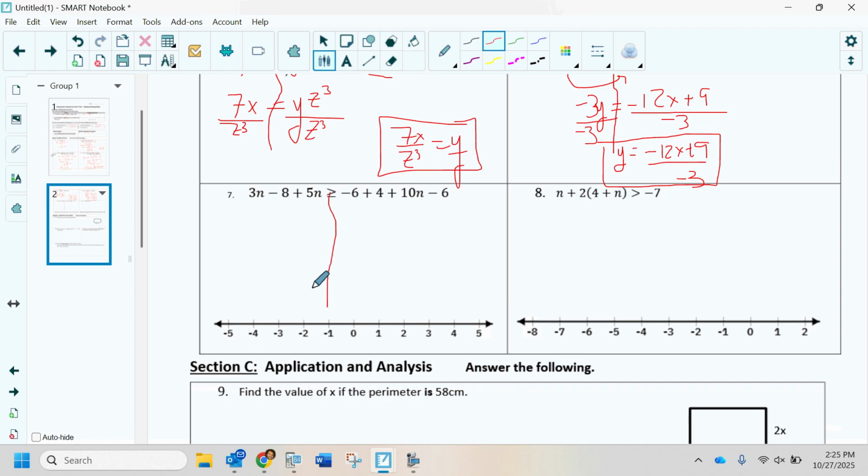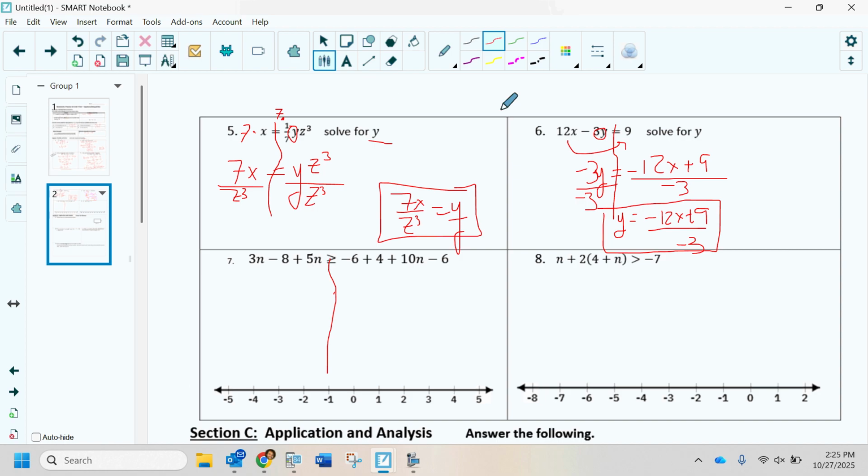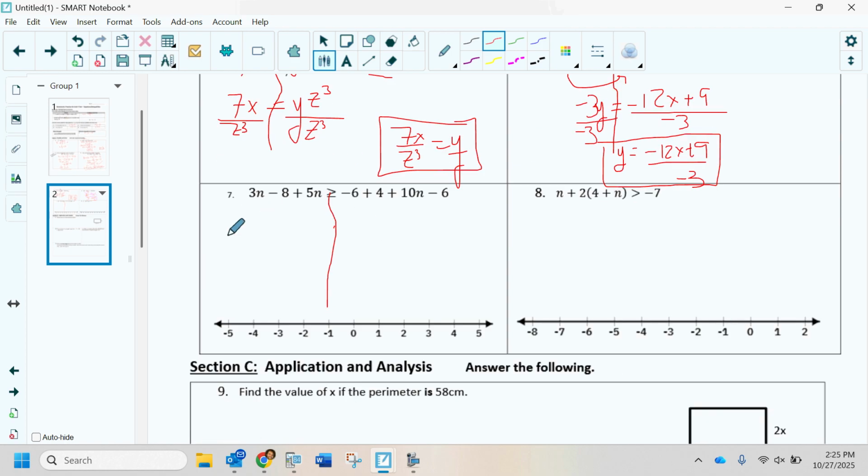I'm going to draw a river. So now we're solving inequalities. We're going to do the same thing we did solving any of the other equations. Here we don't have any distributing, so we're just going to combine our like terms. So we have 3n plus 5n, that's 8n, minus 8 is greater than or equal to negative 6 plus 4 minus 6, which is negative 8 plus 10n.